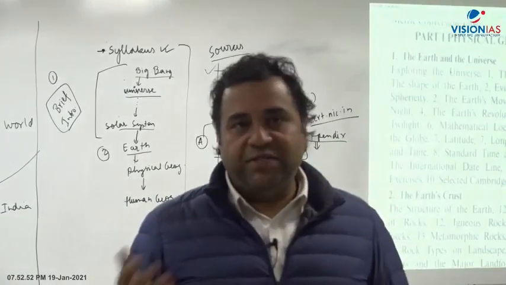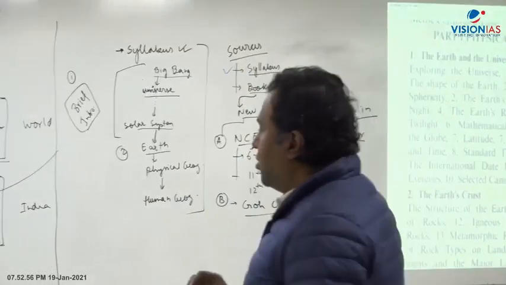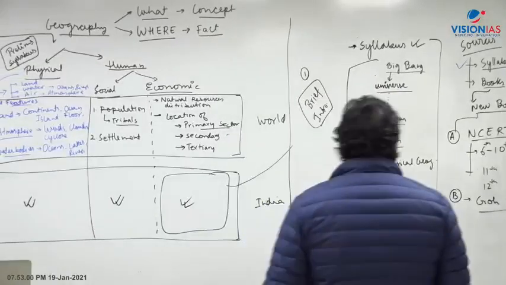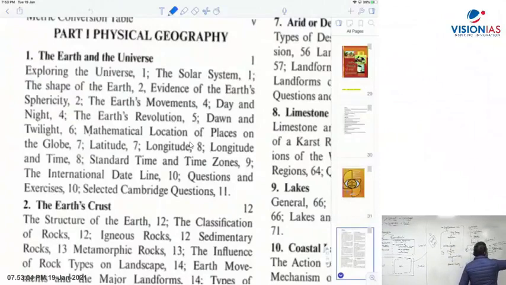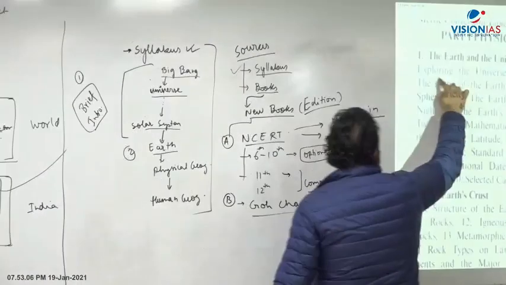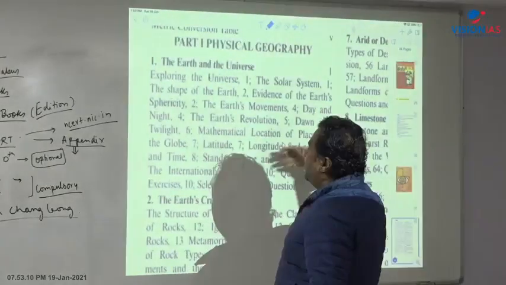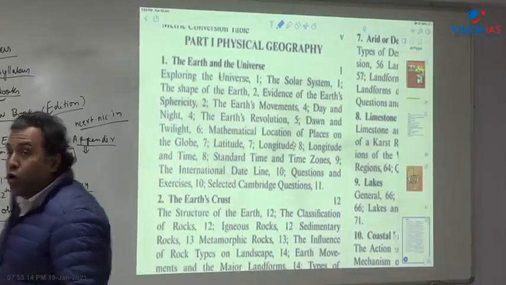Those things are given there. I'll tell you the sequence for tomorrow. You find out and read from there, and you read it from NCERT class 6th. So G.C. Leong, this is the book and this is the chapter, especially Exploring the Universe, Solar System, Shape of the Earth, Earth's movement. These are the things that we'll be doing. So this is the chapter for tomorrow's class.